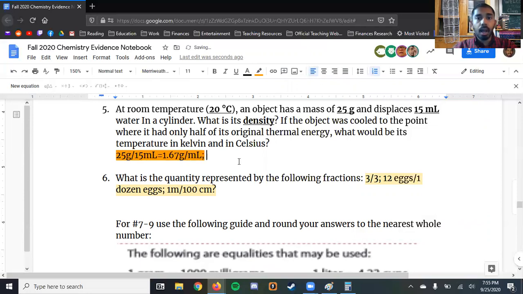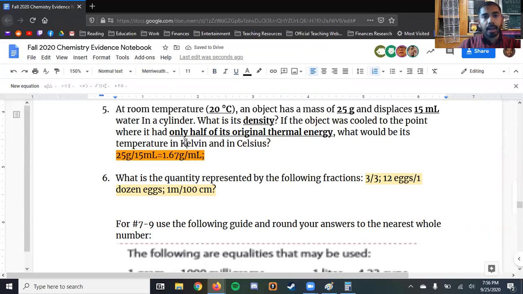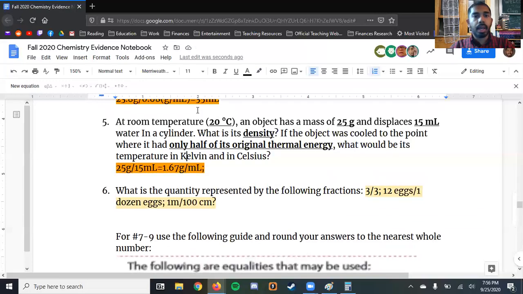Done deal. Now we cool our object down. So it's at 20 degrees Celsius, and we cool it down to the point where it has half of its original thermal energy. Now that is important. Half of its original thermal energy. What would its temperature be in Kelvin and in Celsius? Really, Kelvin should be capitalized. That's not. So there's a reason I bolded and highlighted half of its original thermal energy. Now, you might think to yourself, okay, 20 degrees Celsius, half of that is 10. Don't get fooled here. Half of 20 degrees.